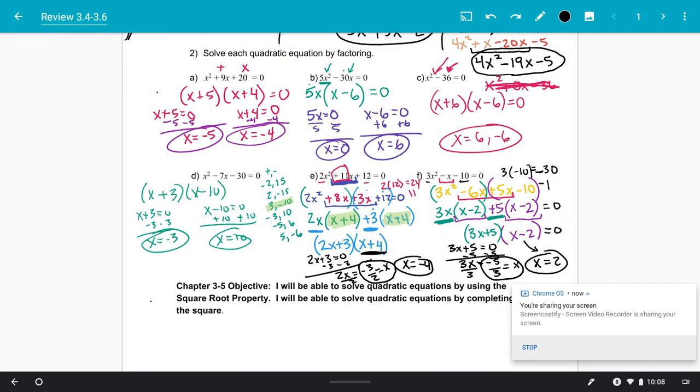All right, so we are going to look at section 3.5, the review solutions for section 3.5. So here it says you'll be able to solve quadratic equations by using the square root property, and you'll be able to solve quadratic equations by completing the square.